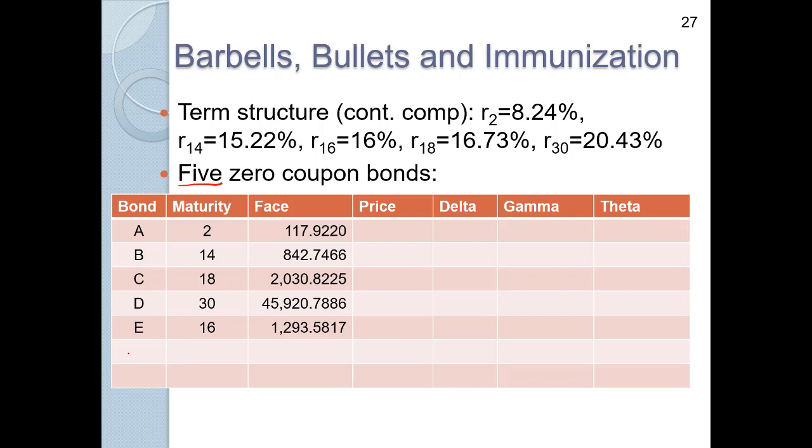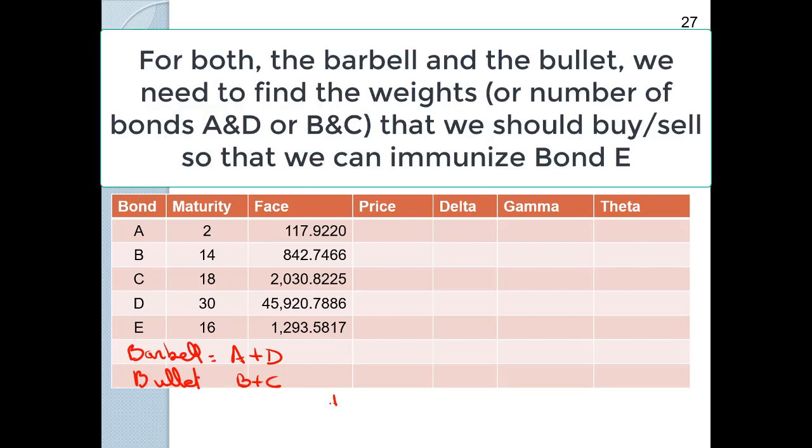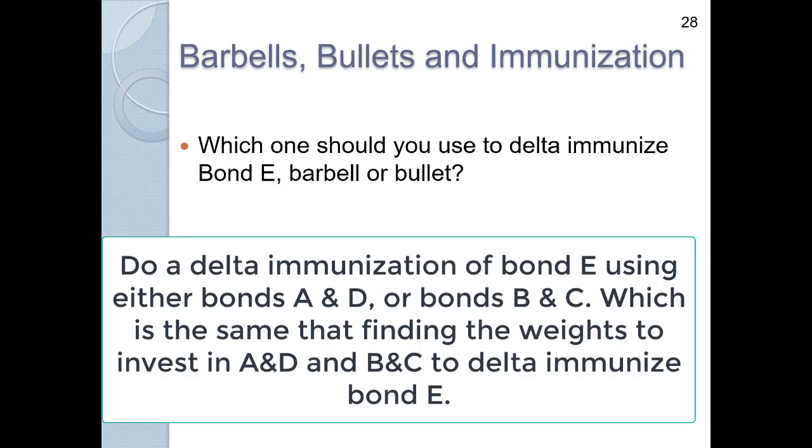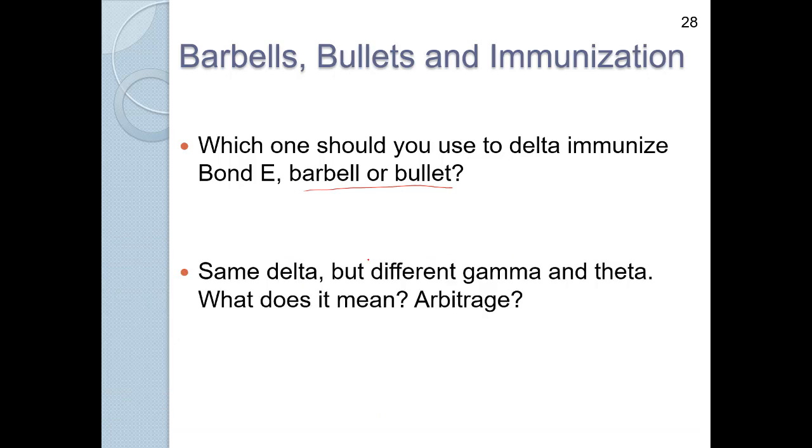And then we're going to define first the barbell, which is going to be equal to bond A plus bond D. And then we're going to define the bullet, which is going to be bond B plus bond C. What you want to do is delta immunize E by using either the barbell or the bullet. So you should answer the following question: which one should you use to delta immunize the bond E, the barbell or the bullet? And once you have done so, given that both strategies have the same delta, but different gamma and different theta, what does that mean? Is there an arbitrage opportunity? Take some time to think about this before you continue.